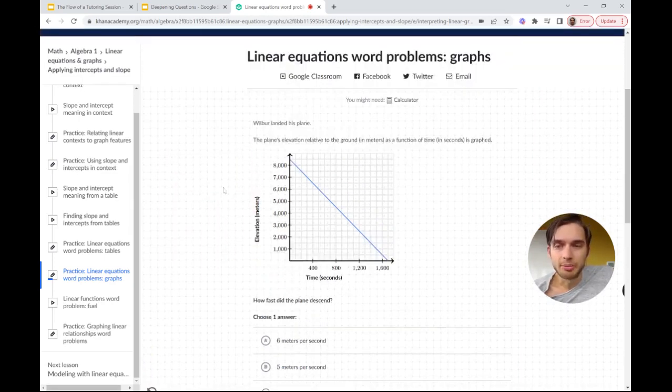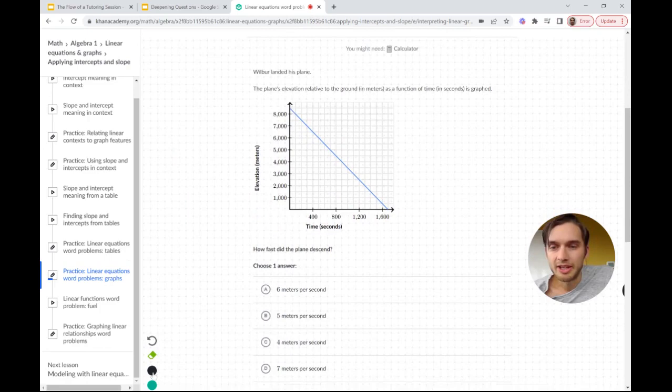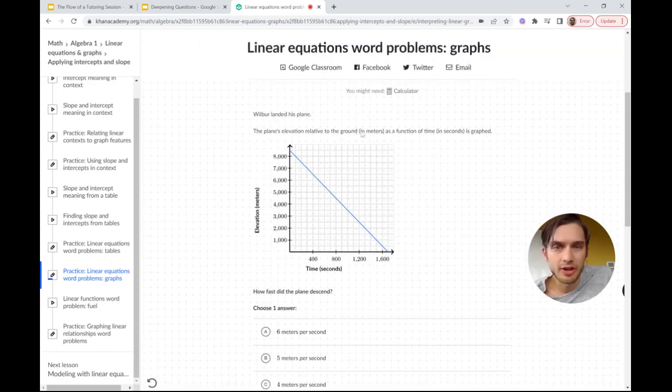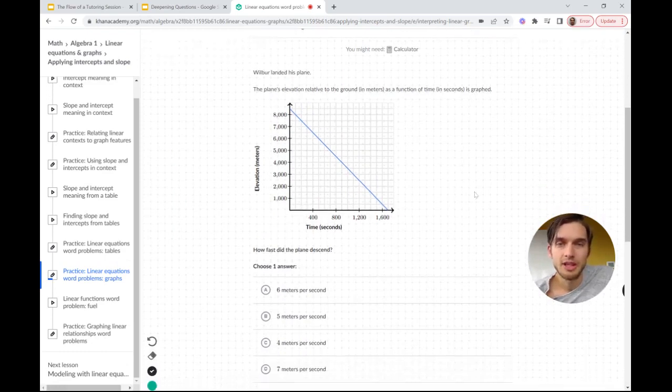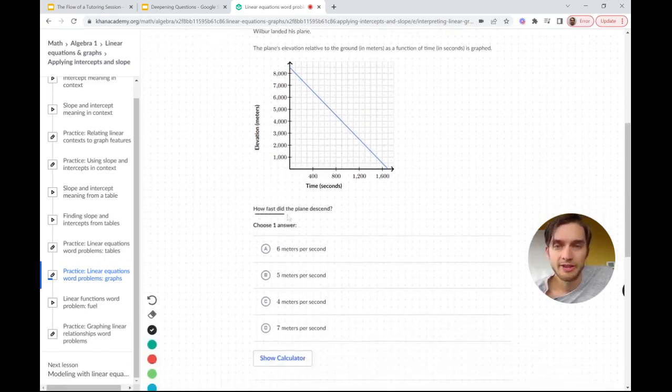So let's take a look at this example. Wilbur landed his plane. The plane's elevation relative to the ground in meters as a function of time in seconds is graphed. Okay, and the question: how fast did the plane descend? Here you as a tutor might be like, okay, so we're trying to figure out how the plane was going down in elevation, blah, blah, blah. But it's your opportunity to ask a deepening question, right? What is the question asking for?